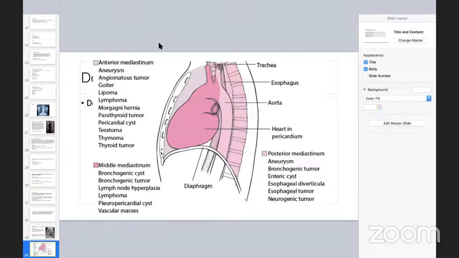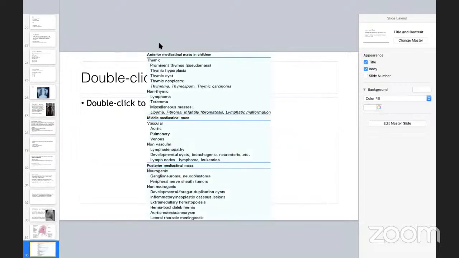Then the middle mediastinum. We have bronchogenic cyst, a bronchogenic tumor, lymph node hyperplasia, lymphoma, a pleuropericardial cyst, and vascular masses. Vascular masses are any double aortic arch, any aberrant subclavian arteries, any vascular slings that might be present. Lymphadenopathy due to infectious causes could also present, such as tuberculosis or histoplasmosis. Lymphadenopathy secondary to lymphomas could also present like this in the middle mediastinum. Then we have the posterior mediastinum, which has aneurysm, any bronchogenic tumor, enteric cyst, any esophageal diverticula, and neurogenic tumors such as neuroblastomas and ganglioneuromas, which are mostly posterior mediastinum masses. This is again the same list that I discussed earlier.